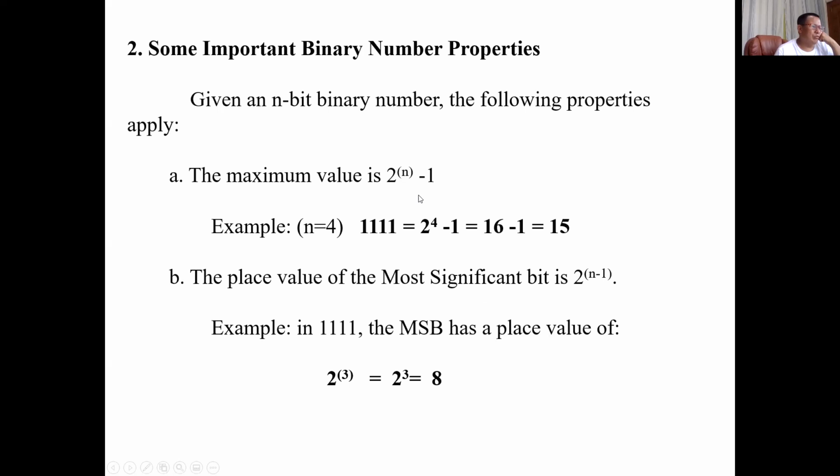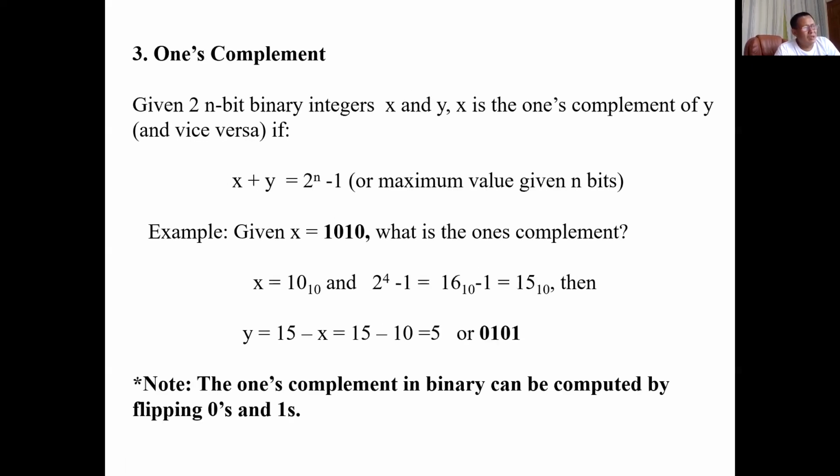So the maximum is 2 to the n minus 1, 15. Now, the value of the most significant bit is 2 raised to the quantity n minus 1. So if you have 4 bits, 2 to the 3, 3 is 4 minus 1, is 8. So the most significant bit is 8. That's important to take note if you have an n-bit binary number. Any questions so far? So don't worry about the borrowing. We will not use that anyway because computer circuits do not use subtraction. Walang subtraction sa electronics. In fact, we will discuss that in the next chunk, when we discuss arithmetic logic units.